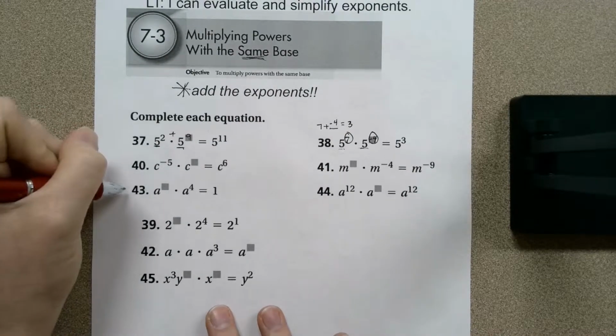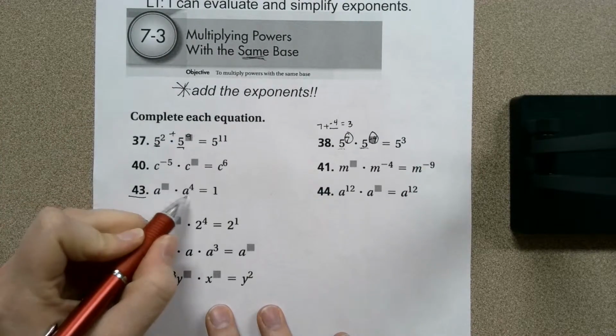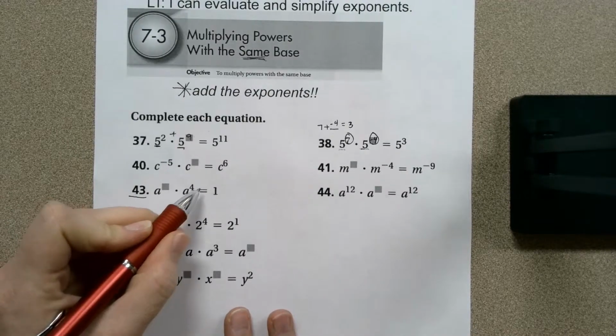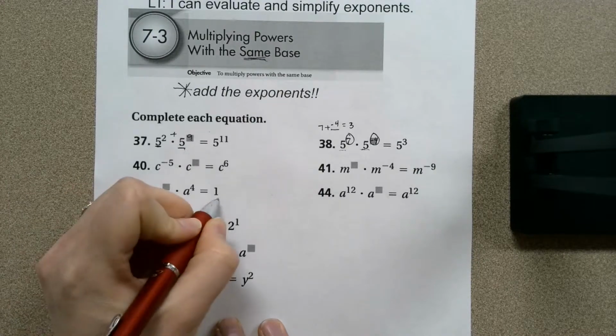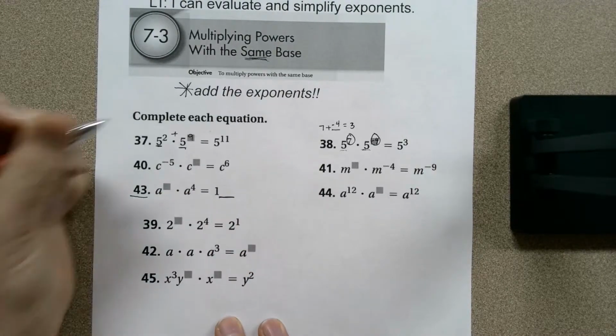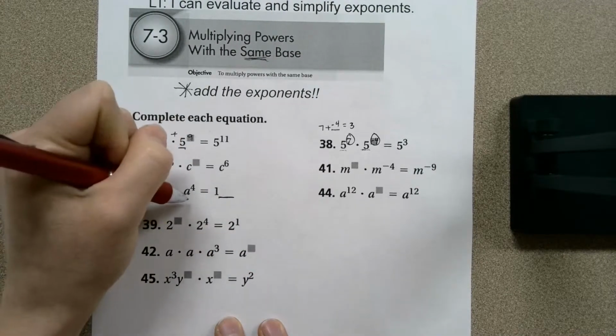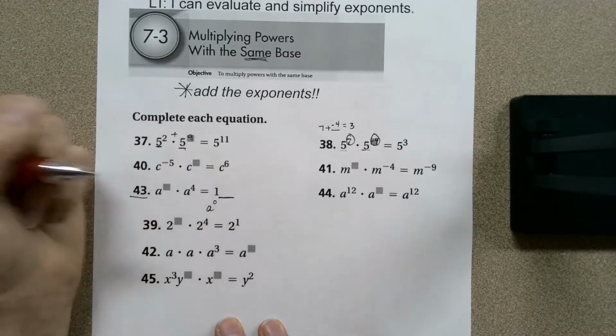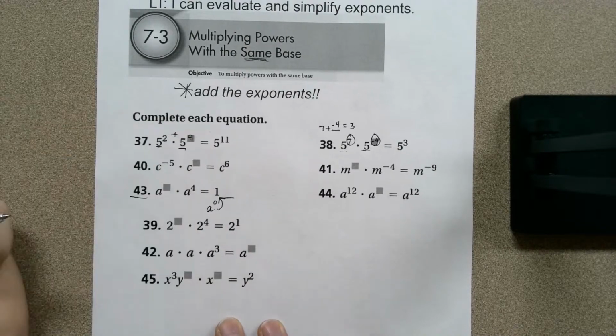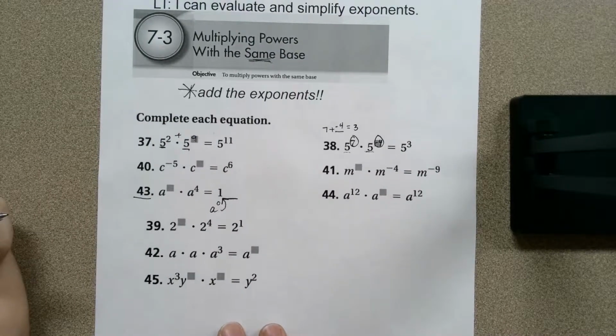Let's jump ahead to 43. A to what power times a to the 4th equals 1. A isn't there anymore. So for some reason, we didn't have to write a. The only way that a variable would become 1 is if a was to the 0 power. Then it would become 1, because anything to the 0 power is 1.